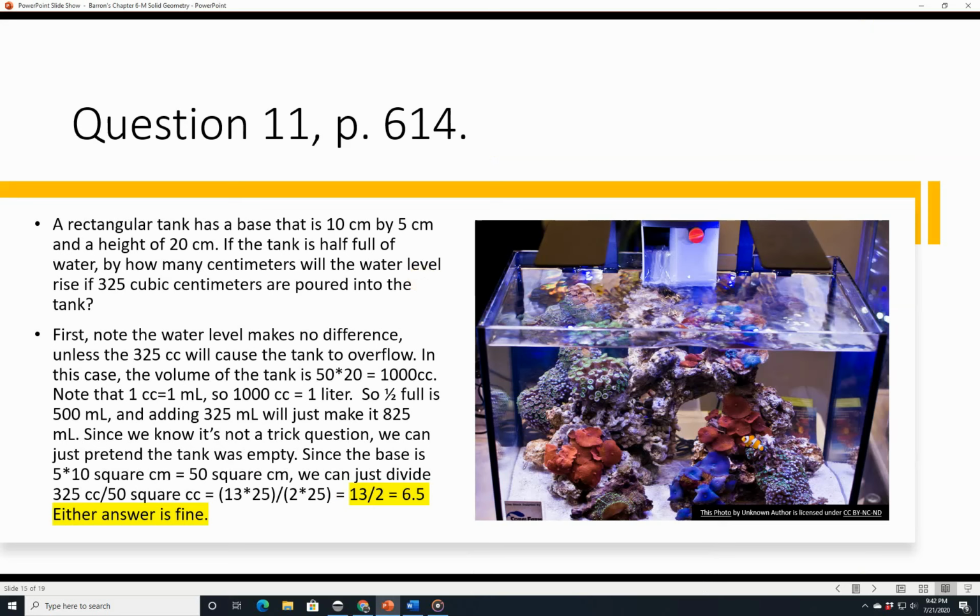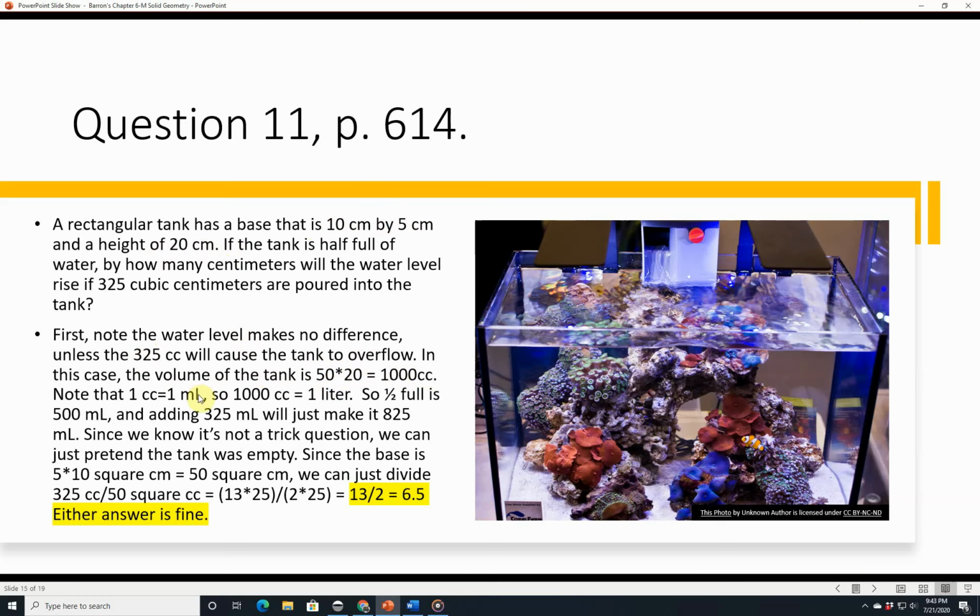Question 11, page 614. A rectangular tank has a base that's 10 centimeters by 5 centimeters and a height of 20 centimeters. If the tank is half full of water, by how many centimeters will the water level rise if 325 cubic centimeters are poured into the tank? First, you should note that the water level makes no difference unless the tank is small enough that adding an extra 325 cubic centimeters will cause the tank to overflow. In this case, the volume of the tank is pretty easy to figure out. It's 10 times 5 times 20, so that just becomes 50 times 20, which is 1,000 cubic centimeters.